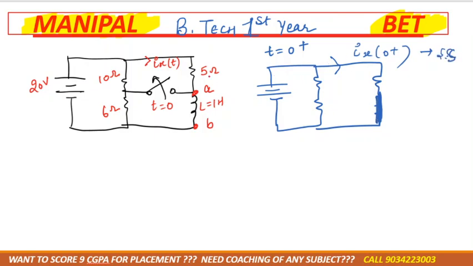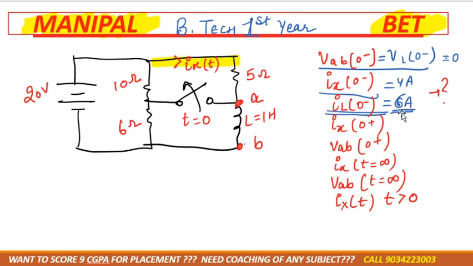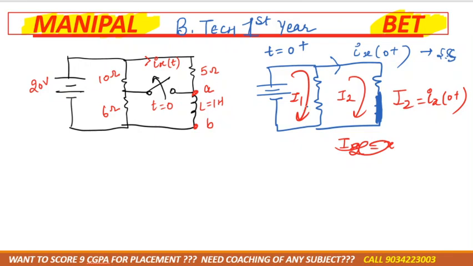For Ix of 0 plus, now we'll have two mesh, two variable, two equation. This is I1, this is I2. So I2 is equal to Ix of 0 plus. Got it? Okay. Next you need to calculate VAB of 0 plus, meaning the voltage across this point. Similarly you can get this one also.